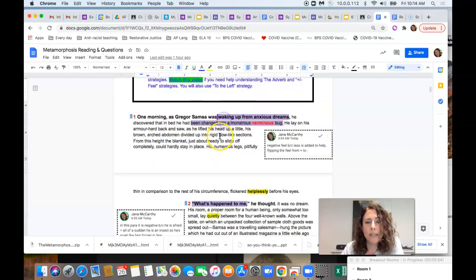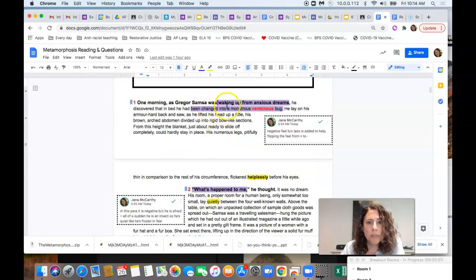All right, so let's practice that first. I highlighted this, waking up from anxious dreams. I highlighted it because I felt that the verb and then been changed into a monstrous verminous bug had a negative feel.